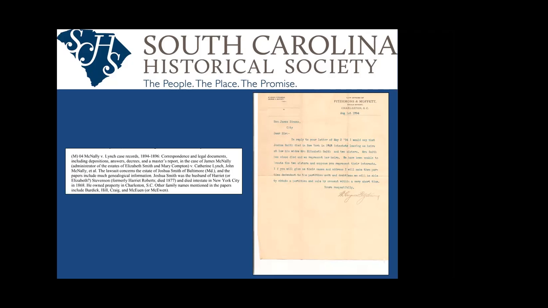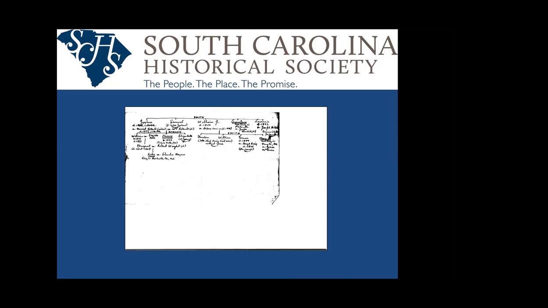Joshua Smith was the husband of Harriet Stevenson, and he died intestate in New York City in 1868. He owned property in Charleston, South Carolina, and other family names mentioned in the papers include Burdick, Hill, Craig, and McEwen. The letter that you see on the screen from this collection relates to this case and is a letter from one law firm to another. In these same records, I found this, a little family chart giving information on Joshua Smith and his heirs. The attorneys often had to conduct their own genealogical research in order to determine who the heirs were to an estate so that they could find them.